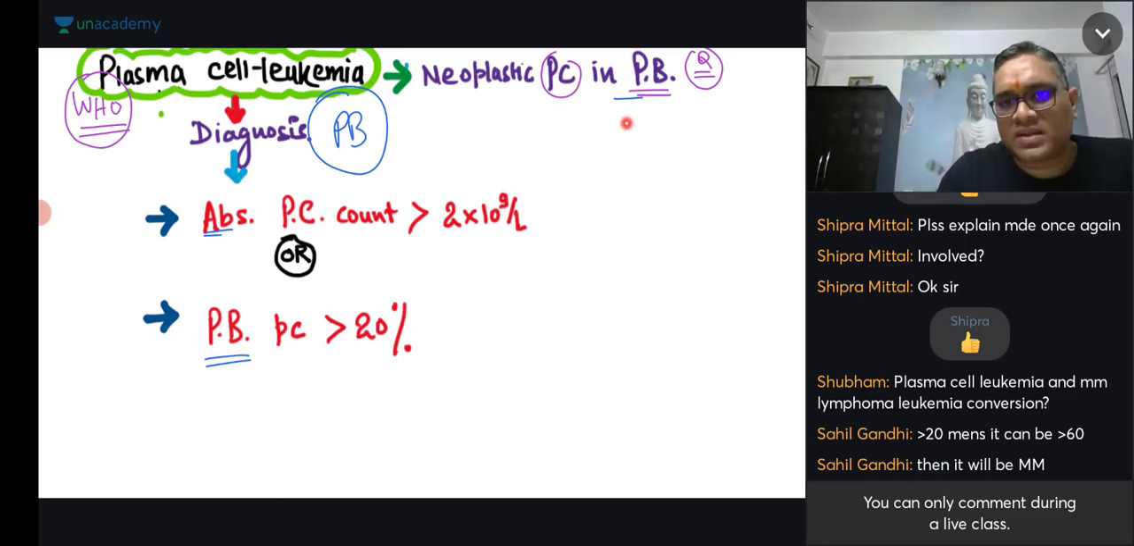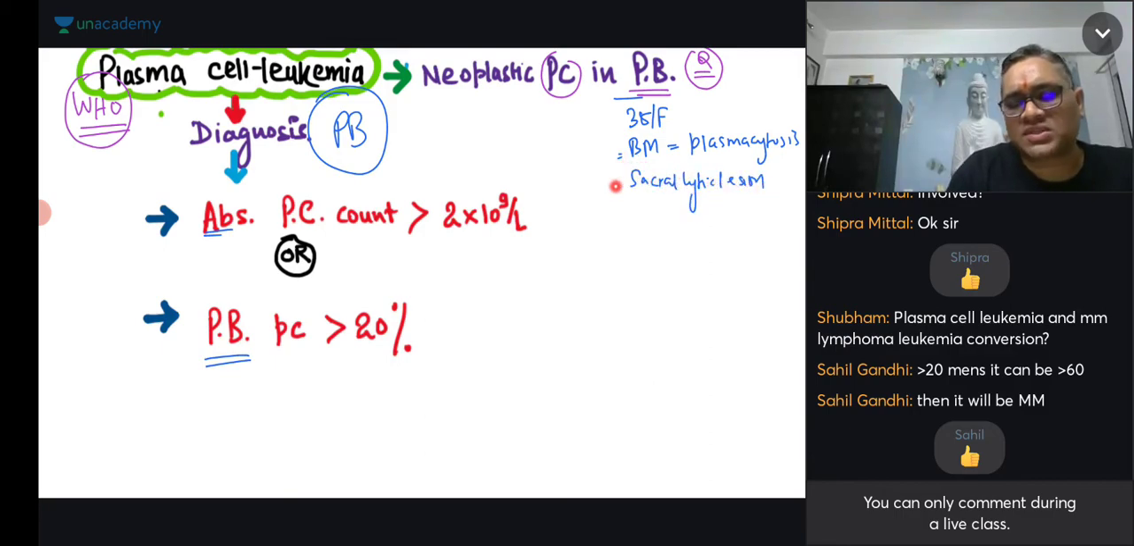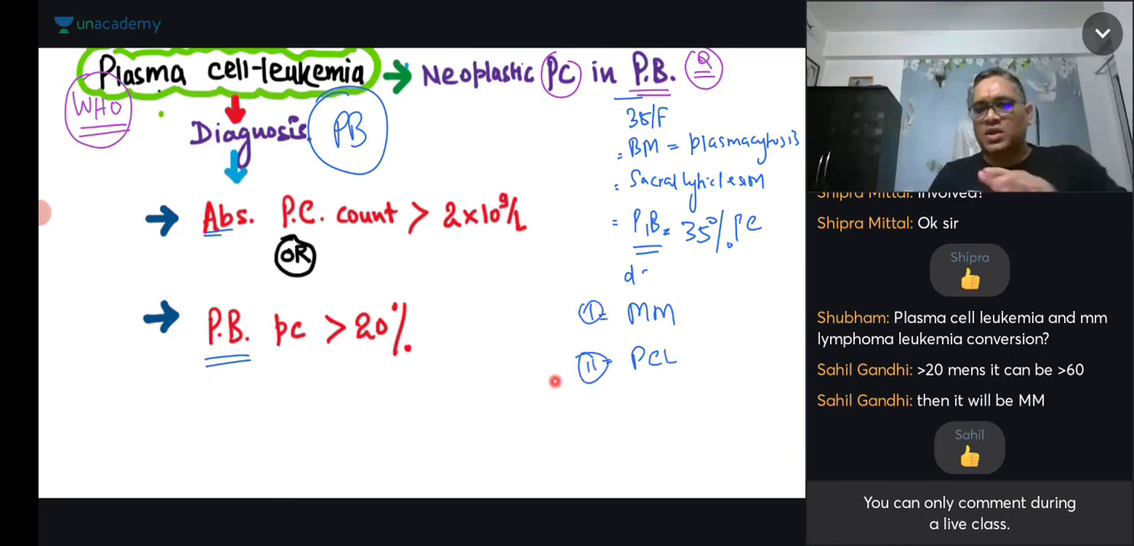I'll tell you the question; you will understand. A 35-year-old female. Bone marrow was showing plasmacytosis. See, the examiner is not saying how much the plasma cells are increased. Plasmacytosis can be because of infection also, right? The examiner is saying that bone marrow is showing plasmacytosis. There is a sacral lytic lesion. Peripheral blood examination was done. She had 35% plasma cells in the peripheral blood. What is your diagnosis? The first option was multiple myeloma. The second option was plasma cell leukemia. So tell me, what should be the right answer?